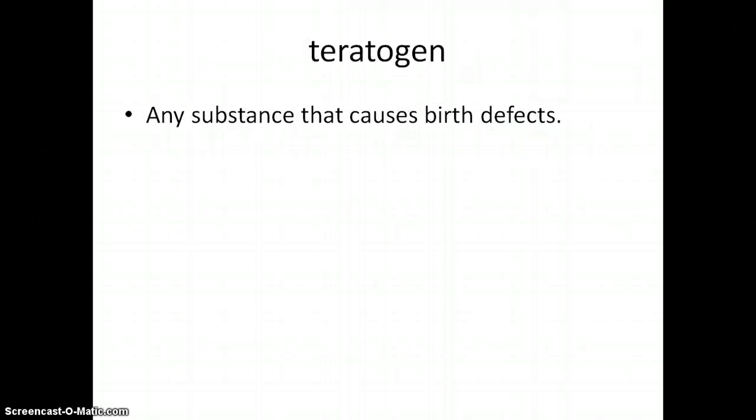Any substance that can cause a birth defect is a teratogen, and the reason that's talked about in this chapter is because many people take too many vitamins thinking it will prevent colds or prevent other health problems, and they actually will cause some birth defects. So we have to be very careful with the levels of things that we take to avoid causing birth defects.